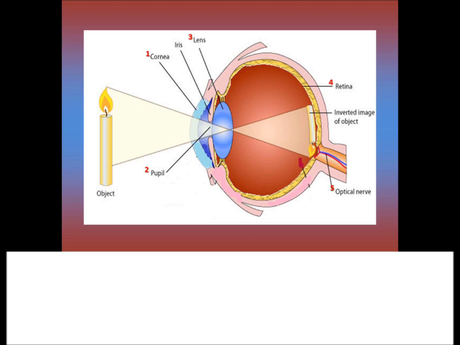The next convex lens that the light is going to encounter is the lens. Now this lens is going to further refract the light so that it could focus directly on this yellow layer, which we know as the retina. As you could see here, the image that forms on the retina is an inverted image of the object. So this inverted image of the object is going to be sent via the optic nerve to the brain, where the brain is going to fix it right side up and interpret it. And that is basically how we see objects.